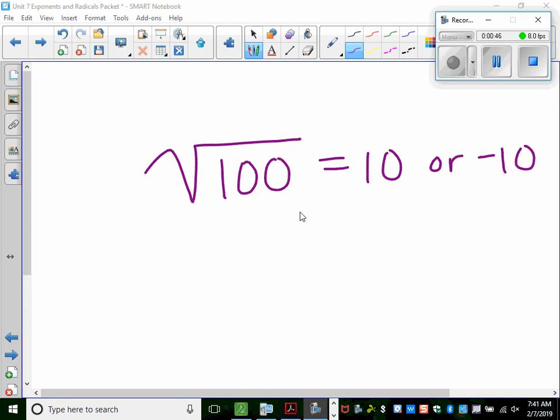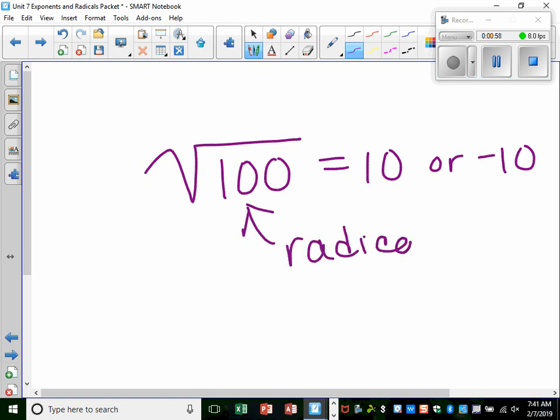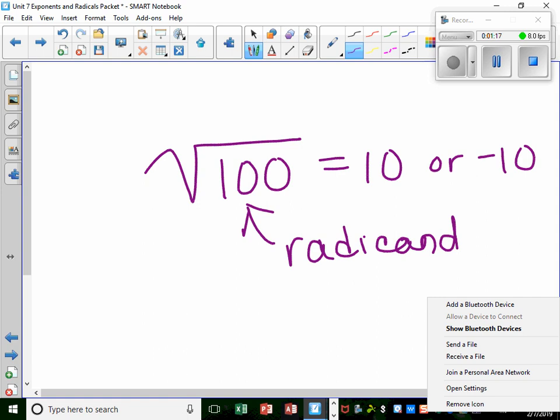Okay, so what I want to give you is what the pieces are called. This number that's under here is called the radicand. You might want to write that somewhere, even on your notes on page 12. That's called the radicand. Sometimes I might say we have to simplify the radicand, so you'll know that's the number under the radical. This part right here is just called your radical sign.